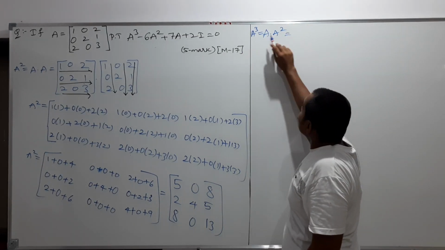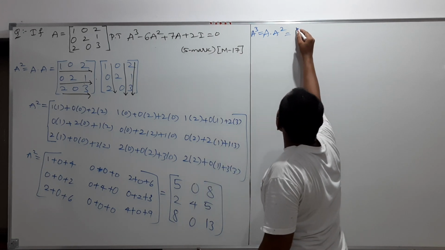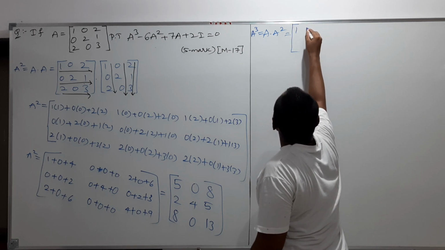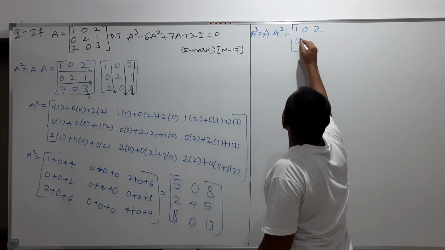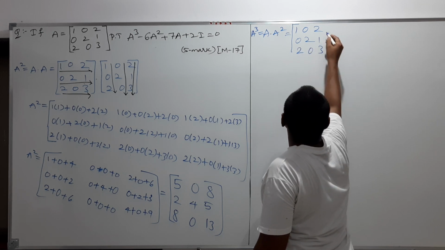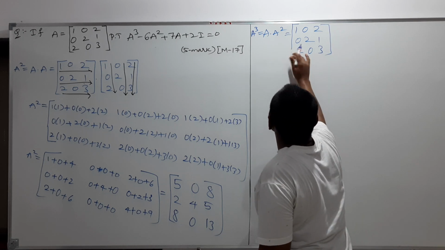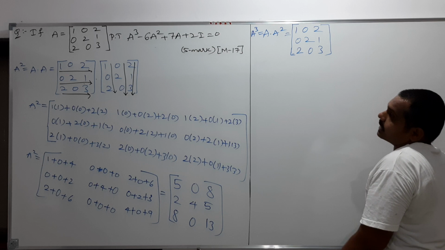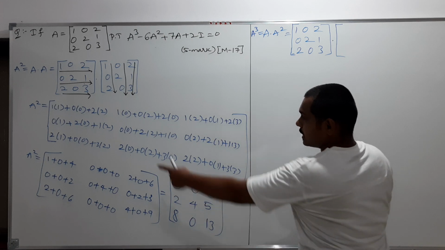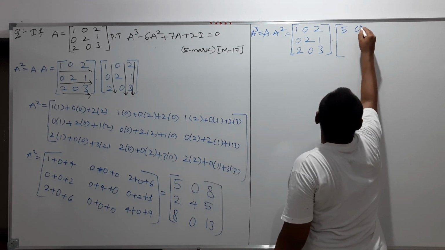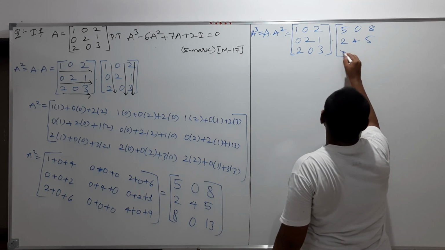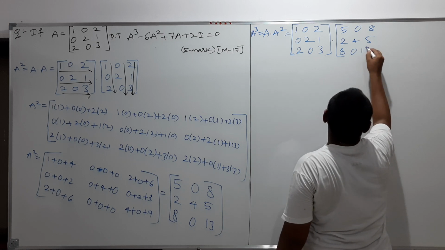So this is equal to, what is the matrix A? I am substituting the matrix A. A matrix is 1 0 2, 0 2 1, next 2 0 3. This is your matrix A. Next, my dear students, into A square. What is A square here? A square was already calculated here. This is 5 0 8, 2 4 5, 8 0 13.